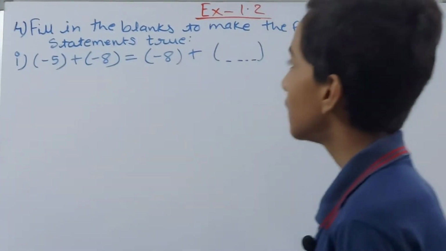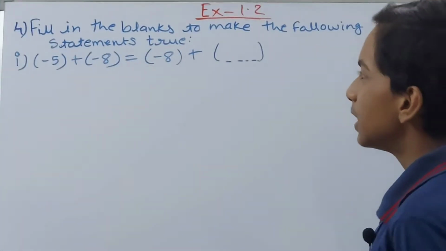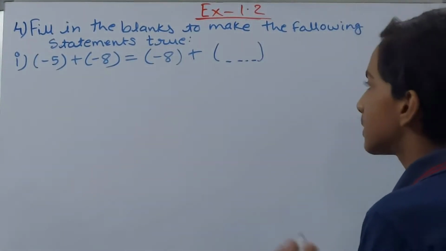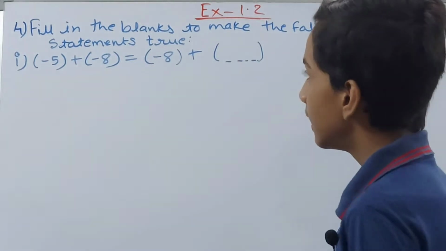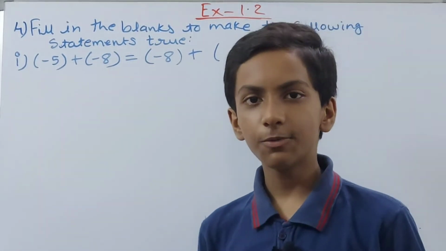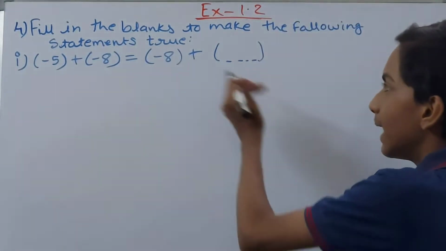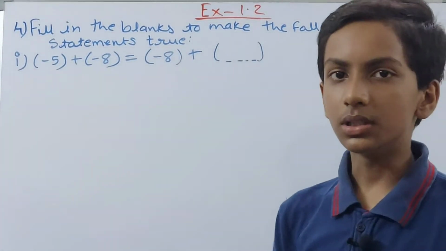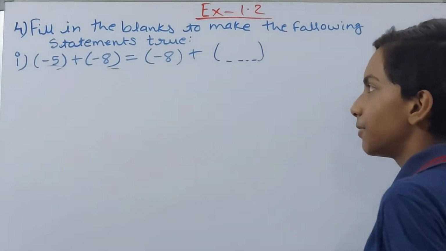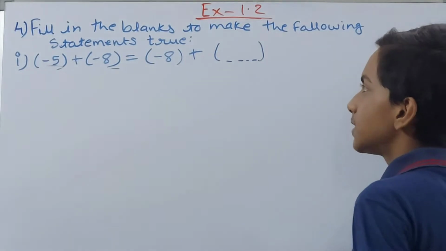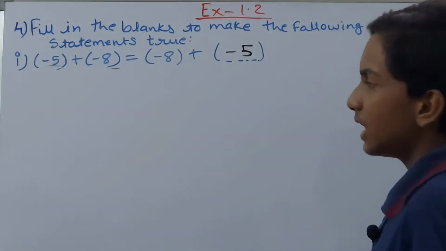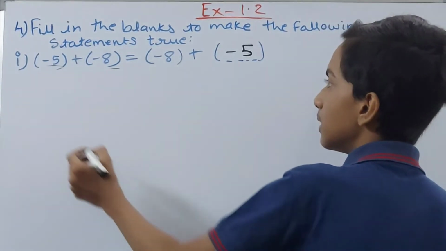Now let us move on to the question. This is minus 5 plus in brackets minus 8 is equal to minus 8 plus in brackets, again something we have to add. This is again very simple. Basically here we are using the commutative property, that integers can be added in any order. Here you can see minus 5 came first, minus 8 came after. Here we have minus 8 first, so what will come after this? Minus 5.